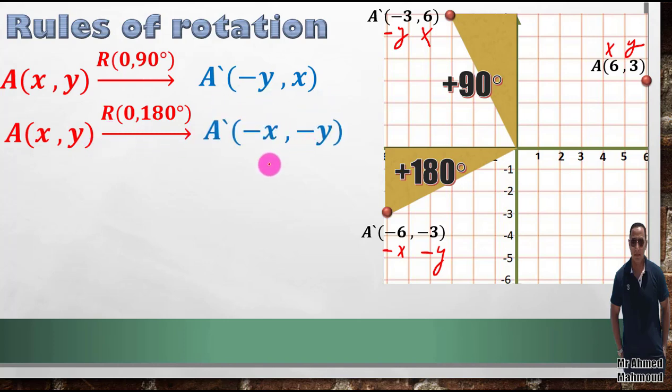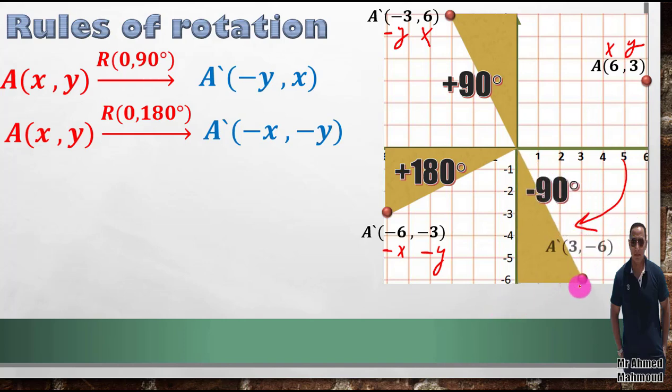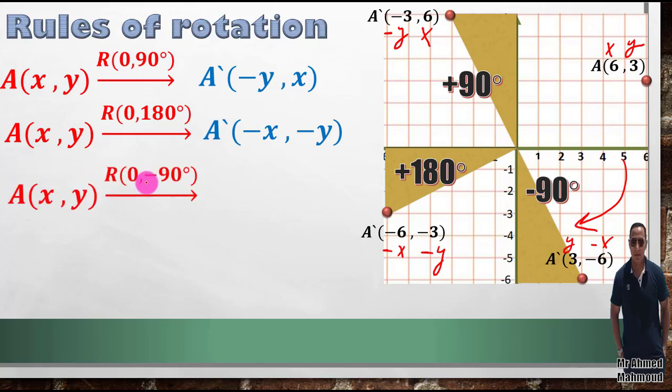Okay, now what if I rotate this triangle in this direction, or clockwise? It will be like this, as we see. The point A appears in this position, as we see. It is 3 and negative 6. By comparing these numbers, the x equals 6, so this is negative x. And y equals 3, so this is y. So x and y change to be y and negative x. So the rotation negative 90 changes x and y to be y and negative x.